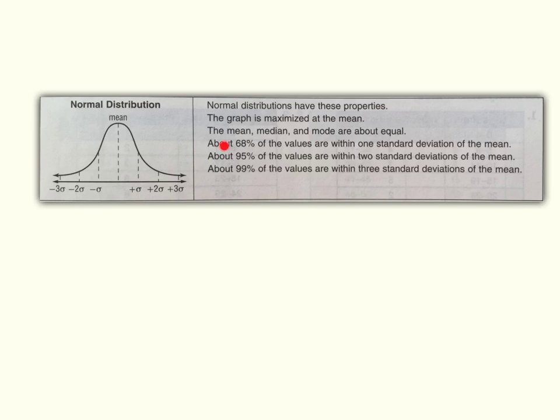About 68% of the values are within one standard deviation of the mean. So 68% of the data falls in between these two lines right here. 95% of the values are within two standard deviations. So here's negative 2 standard deviations, here's positive 2, so 95% of the data falls in between these two lines right here, and 99% of the values are within 3 standard deviations. So 99% of the data falls between here and here, and that just about covers everything.